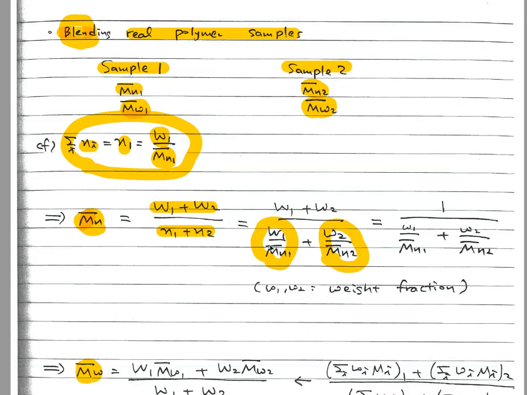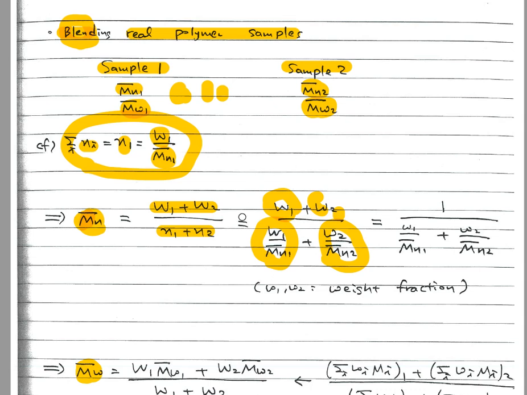For example, if you have information about the weight of each sample, say you added sample 1, for example, A kilogram, and sample 2 is B kilogram, then we have information about this weight. Okay, and we also have information about the number average and weight average molecular weight. So if you have information about the weight of each sample of the blend, then you could easily calculate the number average molecular weight of the blend.